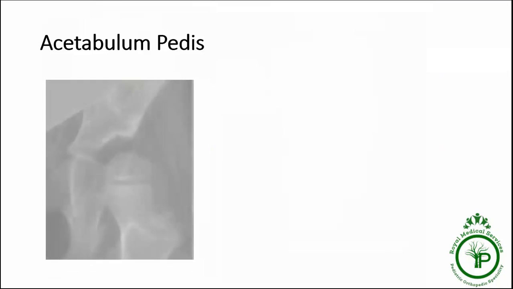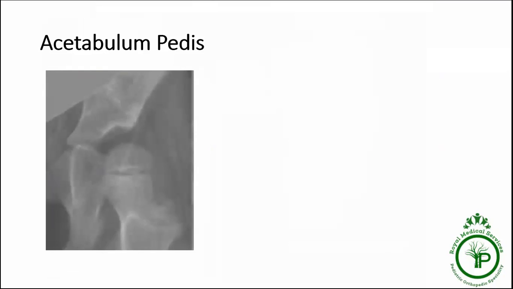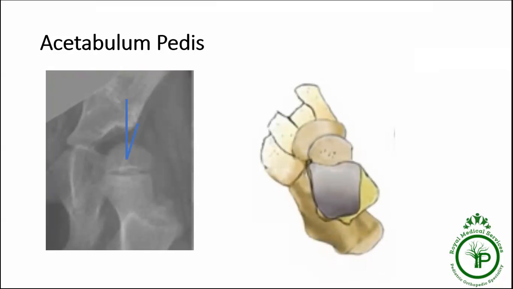Again, the acetabulum pedis. If you see, this is an example of a child with hip dysplasia, and we use what is called the lateral center edge angle, which indicates how much the acetabulum covers the femoral head. If you see, this is a very small lateral center edge angle, and here is the same concept, that the navicular is not covering the talar head properly.